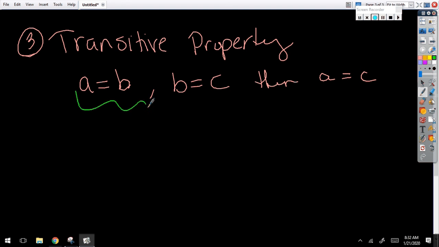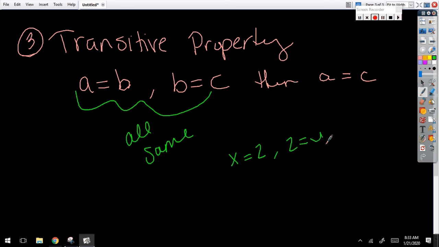So maybe we'll put a note. These are all the same. You're just looking like if I told you that X equals 2, and then I also told you that 2 equals Y, what can you tell me about X and Y? They have to equal each other, right? Because they equal the same thing. That's the transitive property. That's all it says. Again, it's a big fancy word for a really easy concept. I'll give y'all that. It's okay.